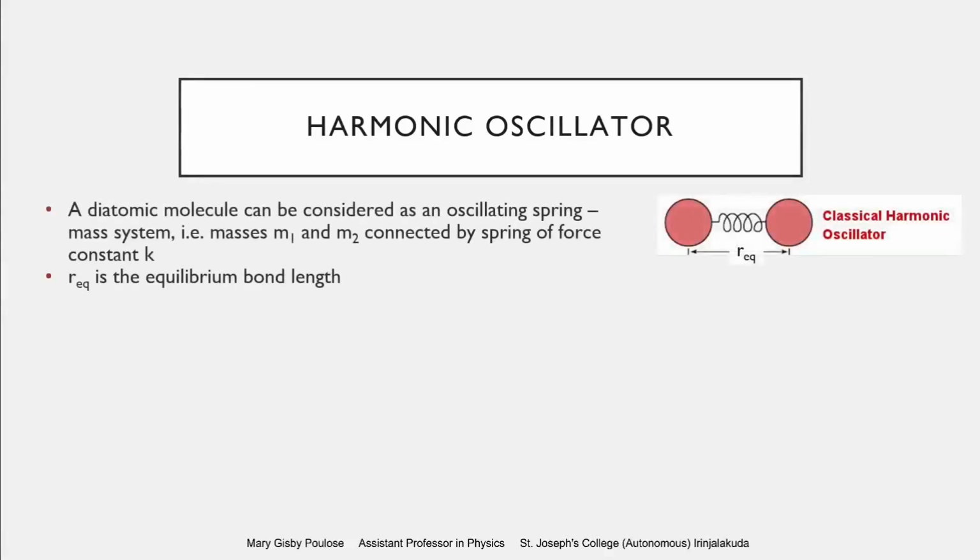A diatomic molecule can be considered as an oscillating spring mass system. That is, masses m1 and m2 are connected by a spring of force constant k. Now, the distance between the two masses at equilibrium is the equilibrium bond length Req. And this is the classical harmonic oscillator model. Under this model, when this molecule is excited, it is given energy. It may start to vibrate as shown here.